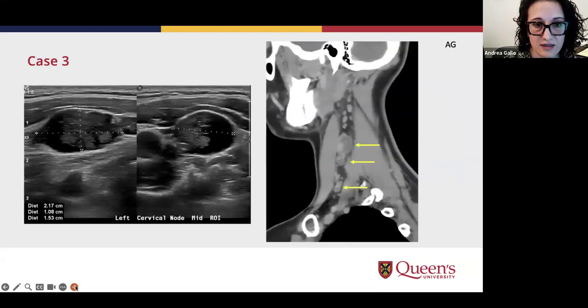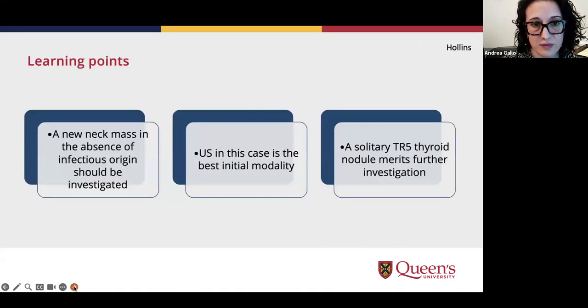Next slide. I just want to show the lymph nodes that are very abnormal. On the left is the ultrasound, and on the right, how they look on the CT neck. So the node is totally abnormal, and that's a suspicious lymph node, suspicious for metastatic disease. Next one. So in this case, a new neck mass in the absence of an infectious origin definitely should be investigated. It's totally reasonable to start with ultrasound in this case. And of course, a solitary thyroid TI-RADS 5 nodule definitely needs further investigation, like in this case.